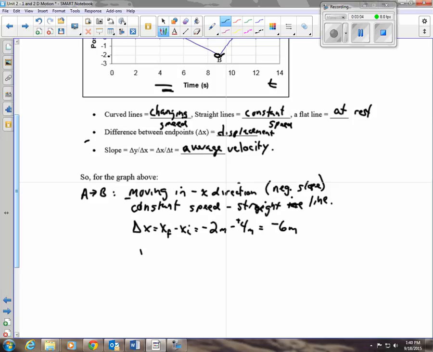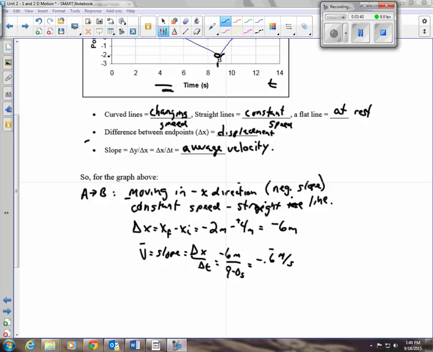And then the last thing, the average velocity is going to be the slope. So change x over change t. For this one, the change in x we just found up here was -6 meters. And the time it took was from 0 to, it looks like 9 seconds. So 9 minus 0 seconds. And that gives me -6 repeating meters per second. Negative meaning it's in the negative x direction.